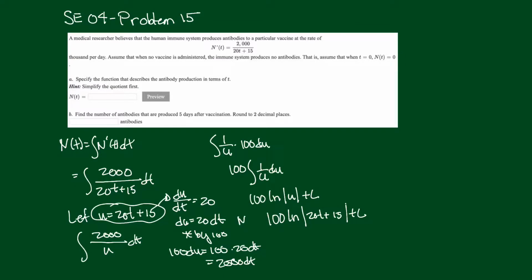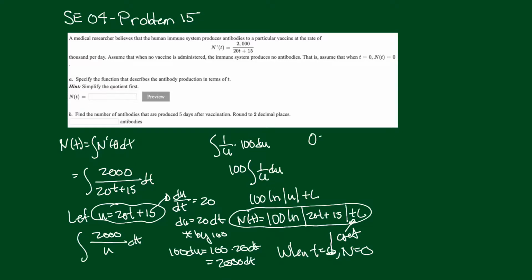And this is our n of t. Okay, so we got the family, but what we need to do is get c. We can get that from our initial conditions, and we're given that when t equals 0, n is equal to 0. So let's substitute. We'll put that 0 in here and 0 in here. So this is going to give us 0 is equal to 100 natural log of the absolute value of 20 times 0 plus 15 plus c.